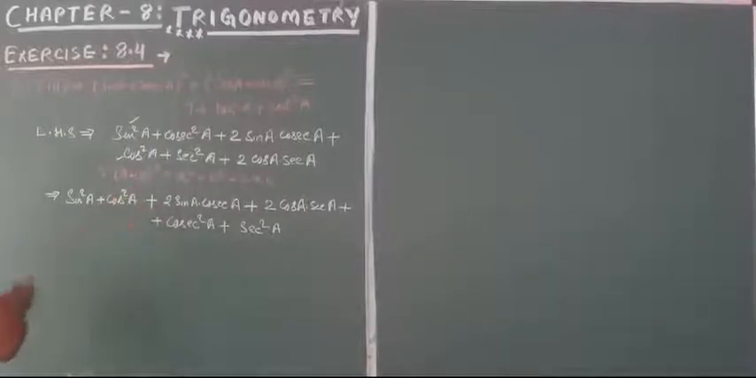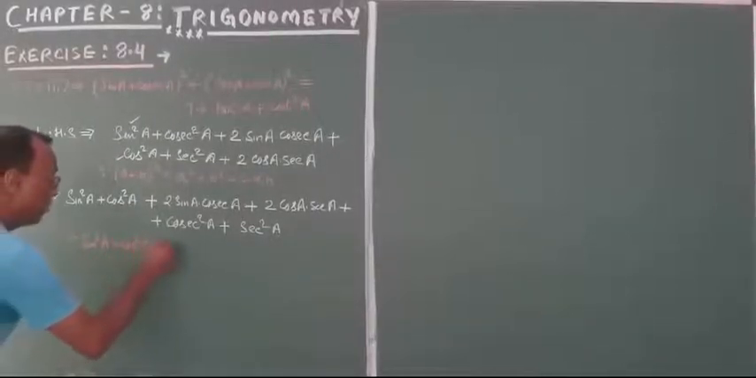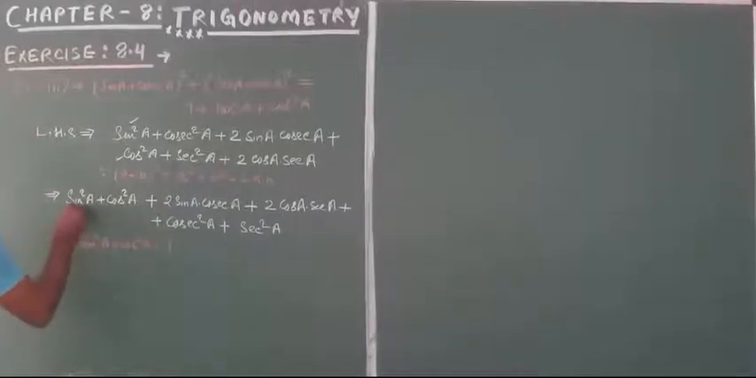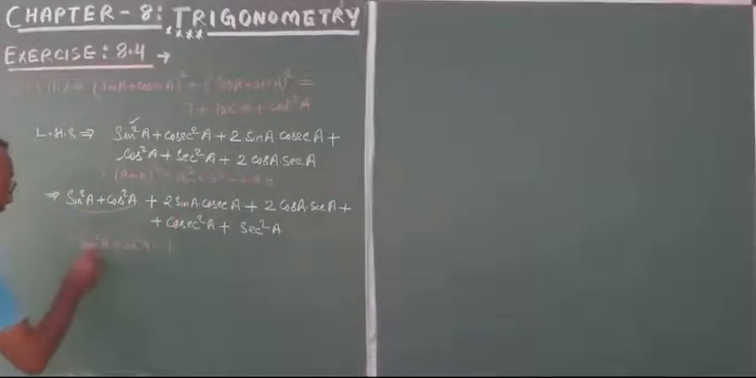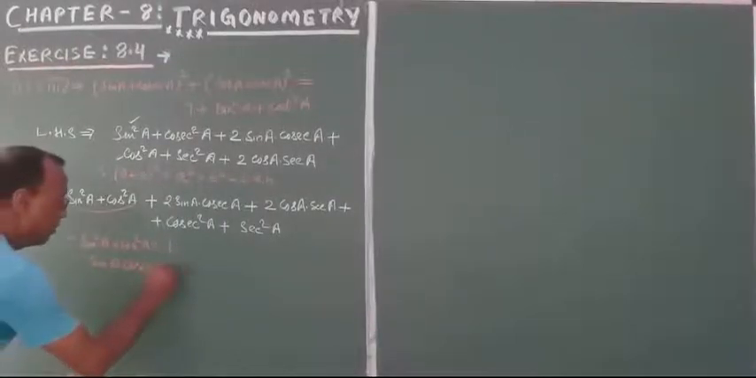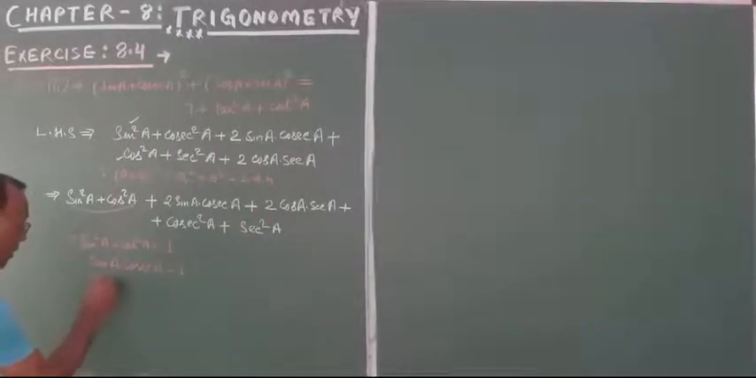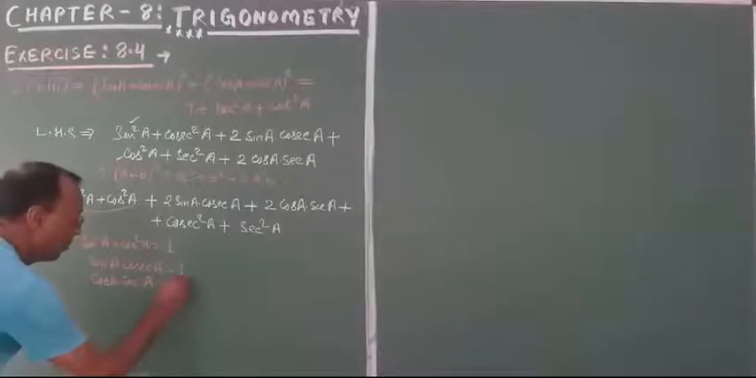Now just look here. Now I am again collecting the formulas. Since sin square a plus cos square a is equal to 1, value of this will become 1. Again 2 sin a into cosec a: sin A into cosec A is equal to 1 and cos A into sec A is equal to 1.